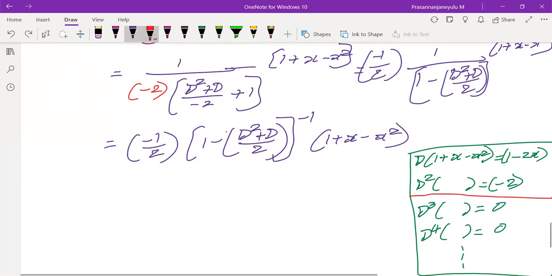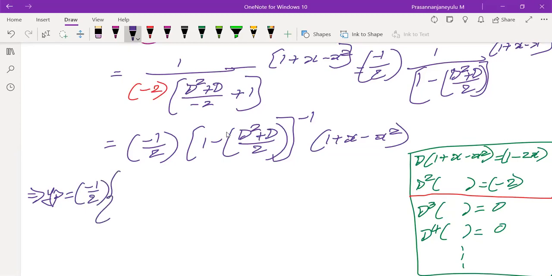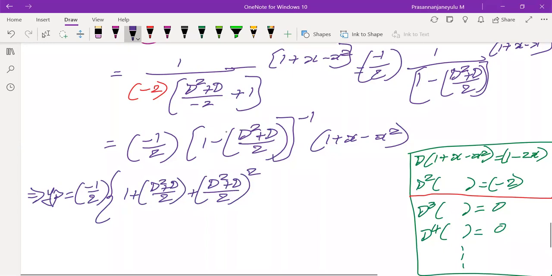So now going to write our expansion. That implies yp is equal to minus 1 by 2 of (1 plus x, where x is (D square plus D) by 2, plus x square, (D square plus D) by 2 whole square), plus, what is the next term? Do we have to continue with more terms, or do we have to stop here?